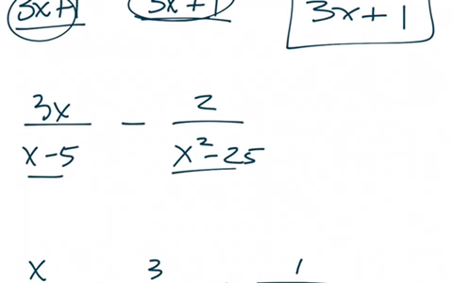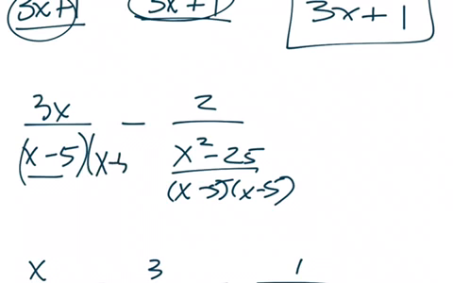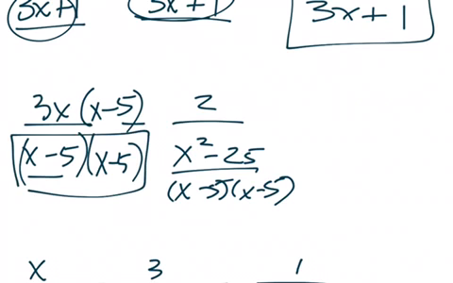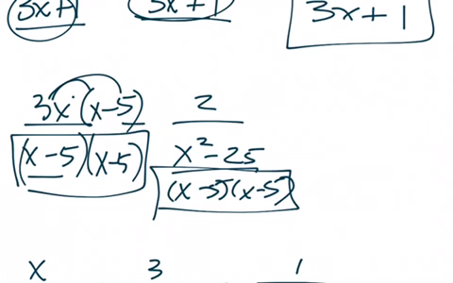But now they're not common. But isn't this a difference of squares? Isn't that x minus 5 times x plus 5? And so if I simply multiply this top and bottom by x minus 5, now they will be the same. Okay? But now that we've got them the same, we got to pay attention to the numerators. We got to multiply this out. That becomes 3x squared minus 15x, and then minus 2.